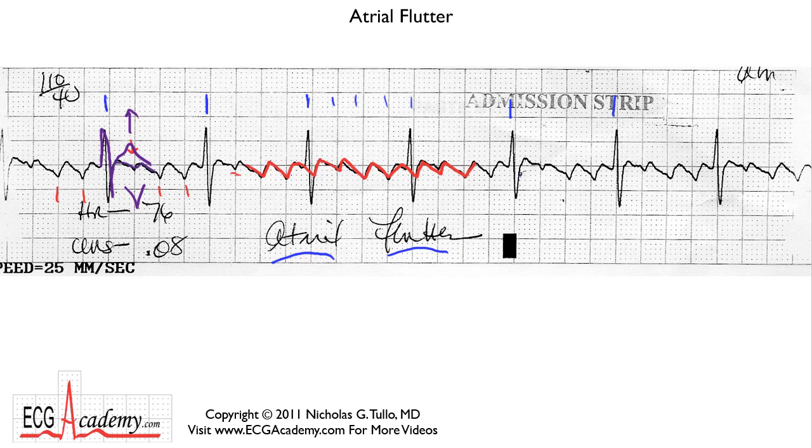So that explains why you see how this T wave is going to depress the depth of the flutter wave, and that explains why you have to be careful, because you don't always see the flutter waves as clearly as you do in this strip. In fact, sometimes you have to look for them.